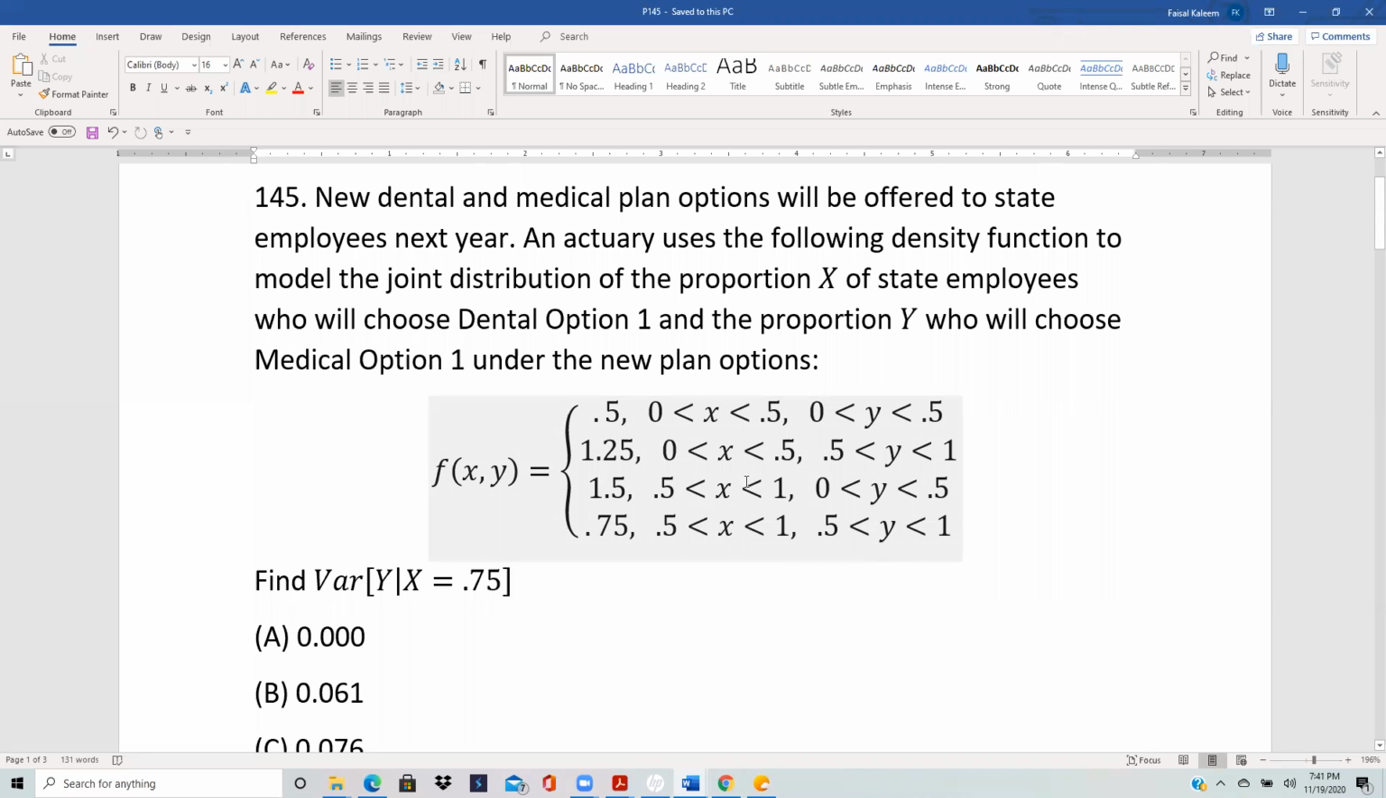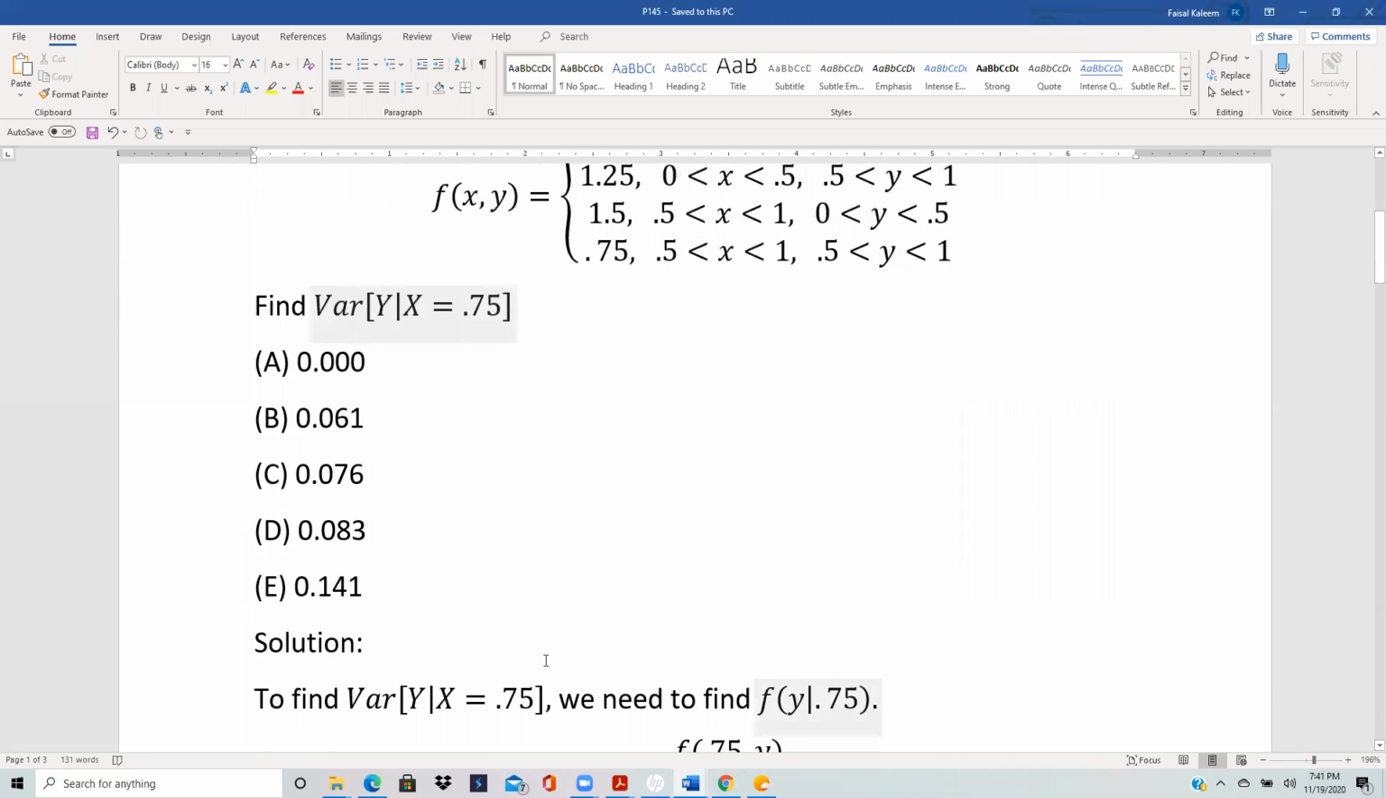Okay, they say a lot of things here, but what's relevant is this joint PDF, and you have to find the variance of y given x equals 0.75. In order to find the variance of this, you have to find the corresponding density function, which would be f of y given 0.75. When you say that, it's understood that whatever is given is the other variable, the variable other than y.